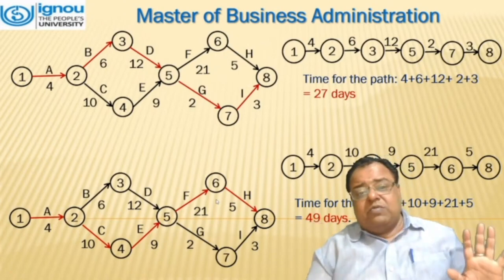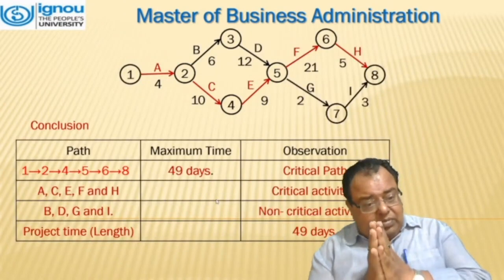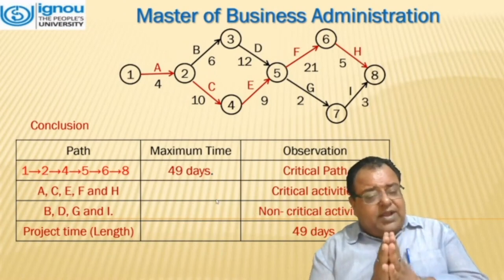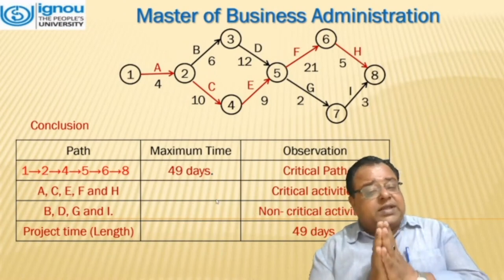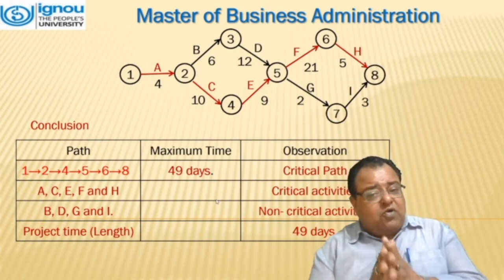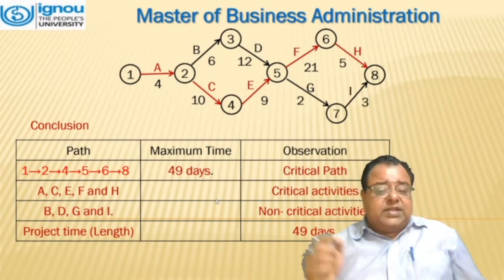Now we have 4 loops, 4 days. How to find out which is the most suitable time for the completion of the project? That means we have to consider the maximum time. Maximum time is for 1, 2, 4, 5, 6, 8, which is 49 days. That is the critical path.